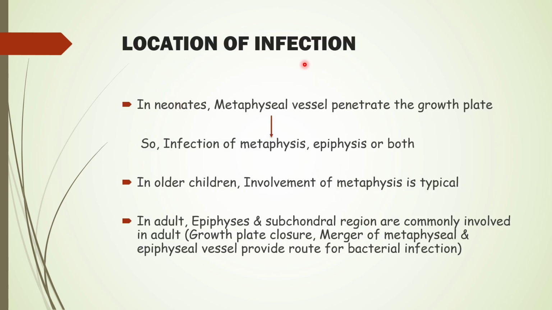So what is the location of pyogenic osteomyelitis? In a neonate, the metaphysis and epiphysis are both involved, because the metaphyseal vessels will penetrate into the growth plate in neonates. It is not closed, it penetrates the growth plate. So in neonates or infants, epiphysis and metaphysis are both usually involved, but in an adult, the epiphysis and subchondral region are commonly involved because the growth plate is closed, and the merger of metaphyseal and epiphyseal vessels will provide a route for the bacterial infection, we know that. But here the growth plate is closed, so in an adult the epiphysis is most commonly involved.